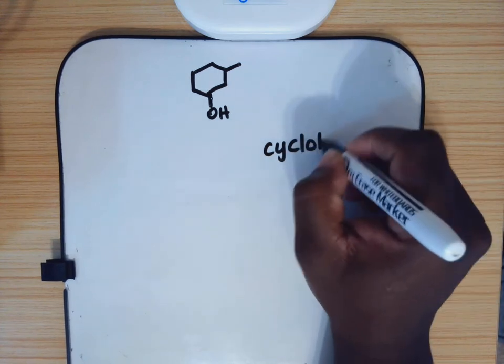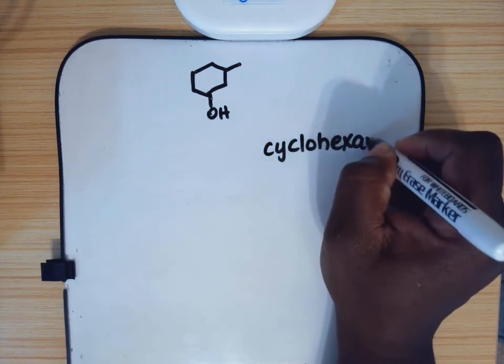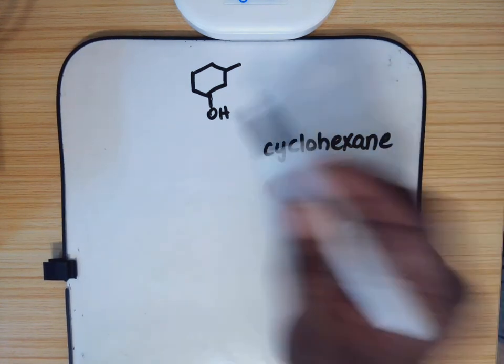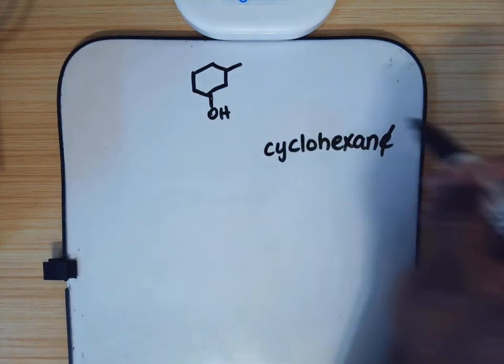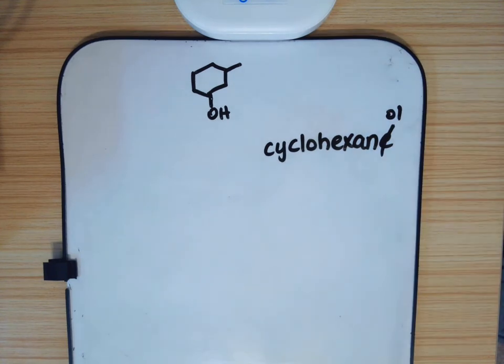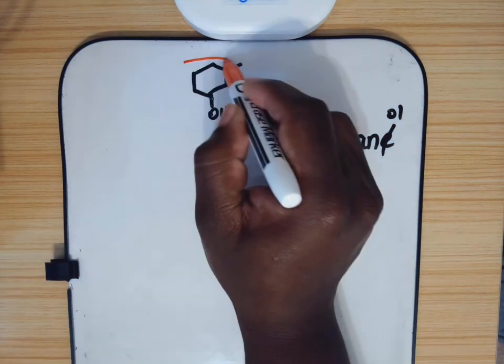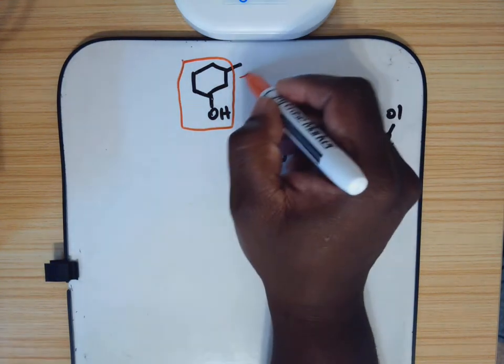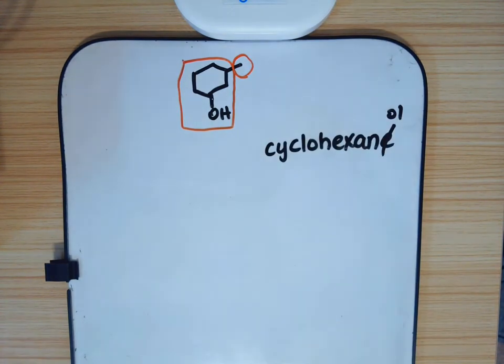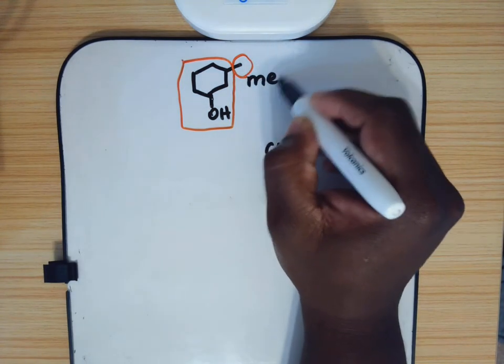So that parent name is cyclohexane, but because we have that OH group, we're going to drop that E and replace it with an OL. So that accounts for those 6 carbon atoms in the ring as well as the OH group. So I can box it off just to make it easier. So we've accounted for all of this. The only thing left to account for is this branch or that bond that is sticking outside of the boxed area. That 1 bond represents 1 substituent. This 1 substituent contains 1 carbon, so therefore it would be a methyl group.